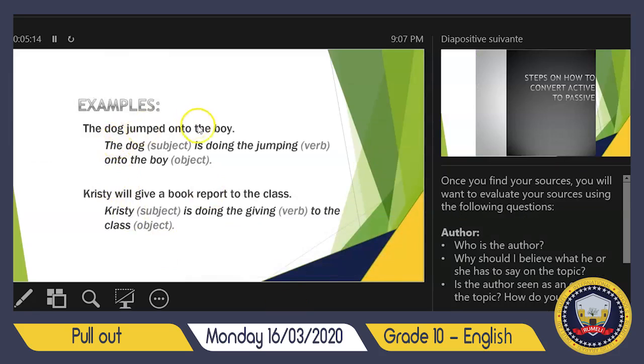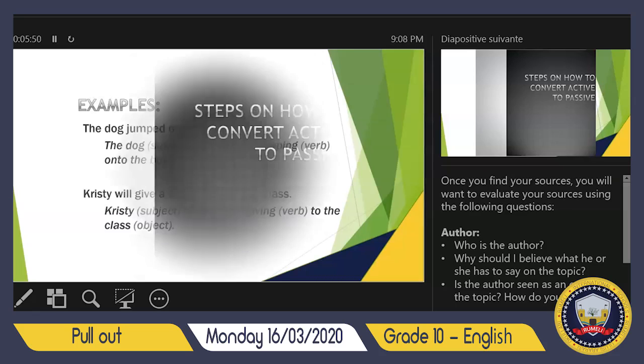Okay. Now, let's look at other examples. The dog jumped onto the boy. So the dog is the subject. The dog is doing the jumping. Onto who? The object. The object is the boy. Okay? Let's look at the other example. Christy will give a book report to the class. Who is the subject? Christy, of course. And what is she doing? She's doing the giving. Okay? And who is receiving the giving? The class. Okay? So the class is the object.